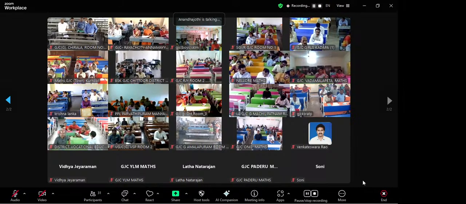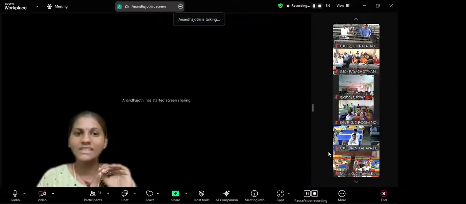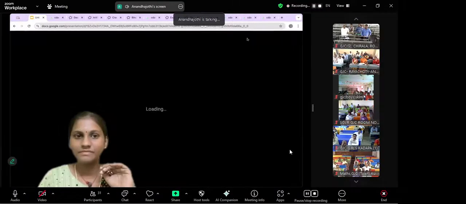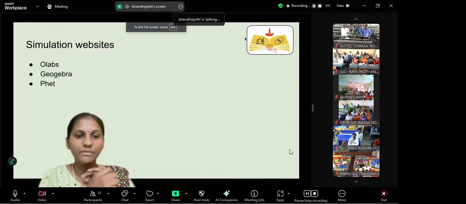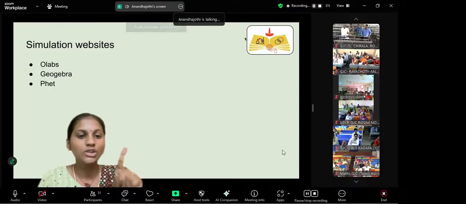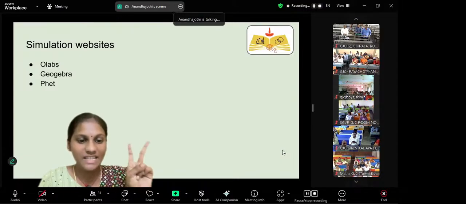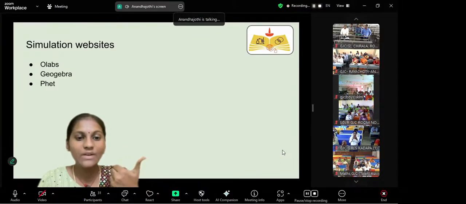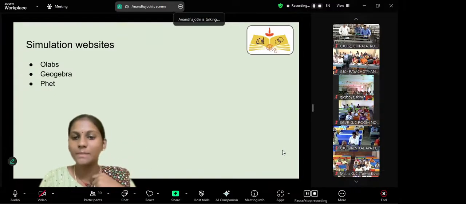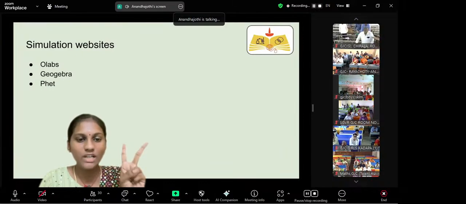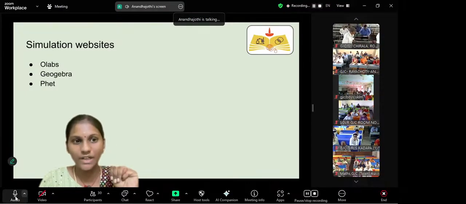Okay, so one thing you all are wondering about is where I take all the simulations from. I take these simulations from three websites majorly. The first one is OLabs, from the Ministry of Education and Information Technology, the second one is GeoGebra, and the third one is PhET. You can take a screenshot or write down all those websites.